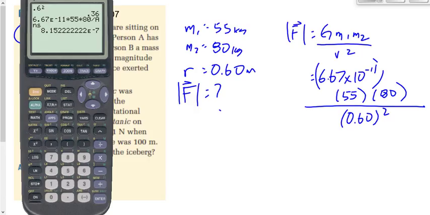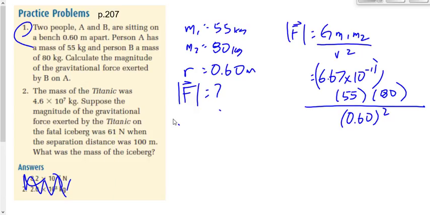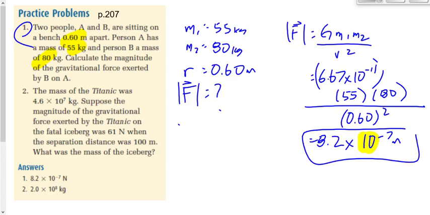Gives me 8.15 times 10 to the minus 7. And go figure, that's the answer that's in my book. 8.2 actually, 2 digits, because if you look back to your data here, these are all 2 digits. 8.2 times 10 to the minus 7. How many people got that? Sorry, that shouldn't be meters, that should be newtons, right? So that's pretty straightforward, right?